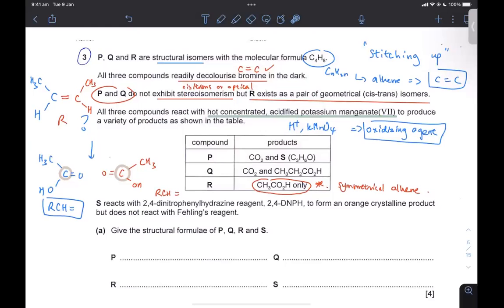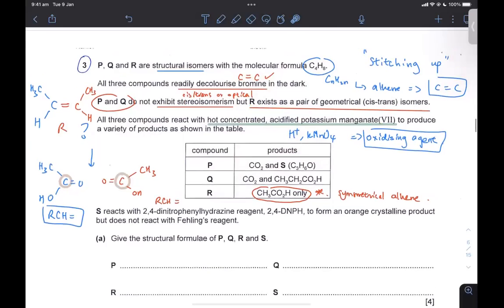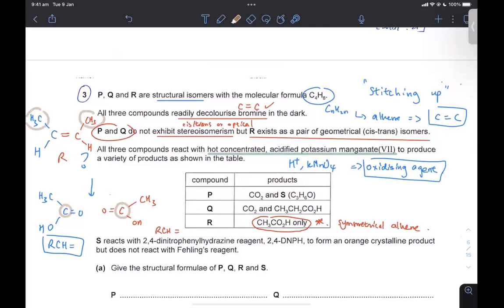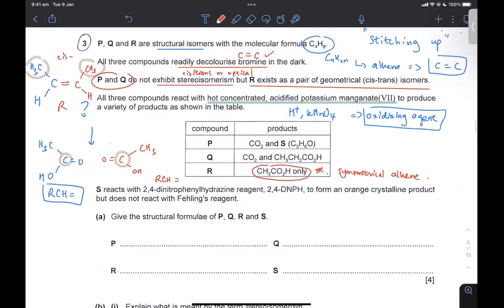And guess what? R exists as a pair of cis and trans because, as I have drawn here, the groups are on the same side. That is what you call cis. Then I can draw the other one, which is trans. They want the structural formula. There is no way you can write a structural formula for cis and trans, because structural isomers have different structural formulae, but stereoisomers have the same molecular and the same structural formula. So it doesn't matter whether you write cis or trans, they're going to have the same structural formula. Of course, then for R I can just write CH3CH double bond CHCH3.